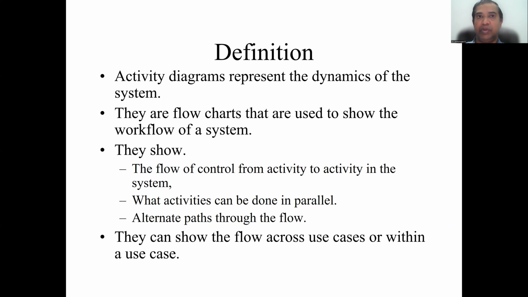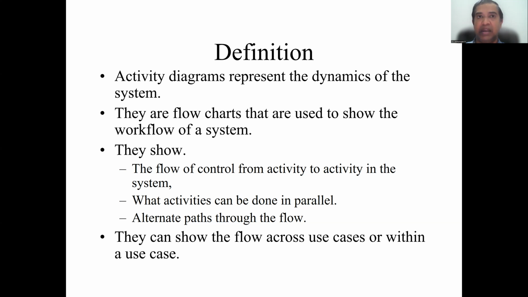So as I told you, it may happen sequentially, it may happen in parallel, but there is a contradictory factor: things may not go sequentially. It may divert, it may switch from one form to another in a different path flow. That is captured in terms of a flowchart. So the flowchart can show the flow across use cases or within a use case.